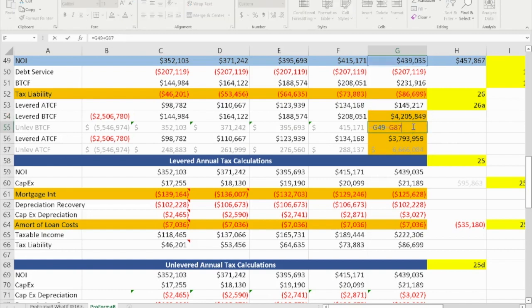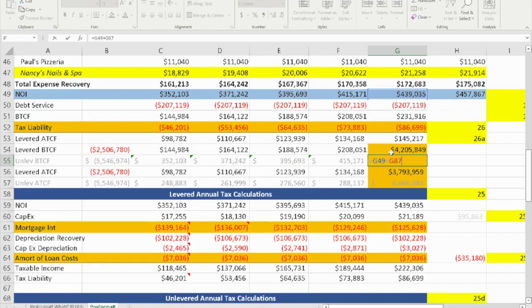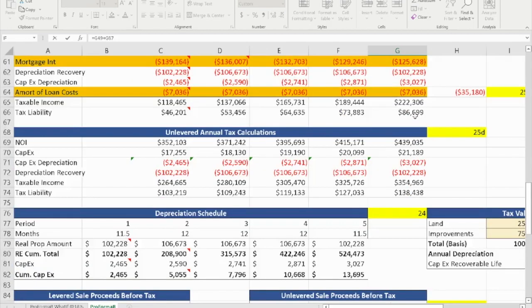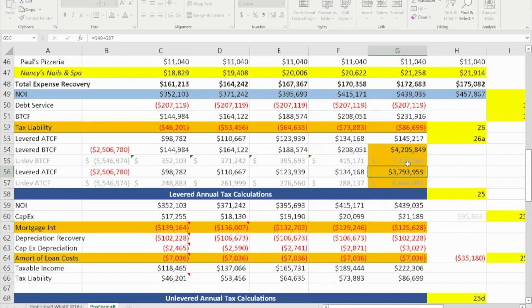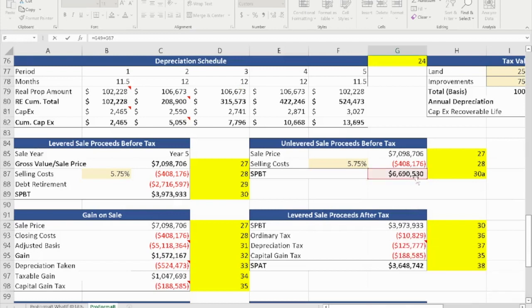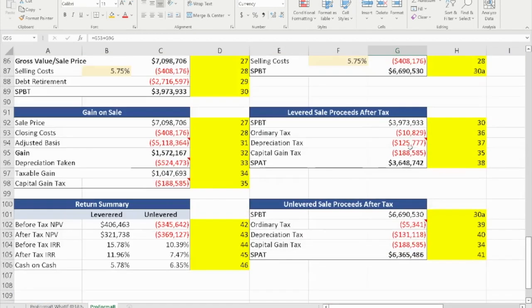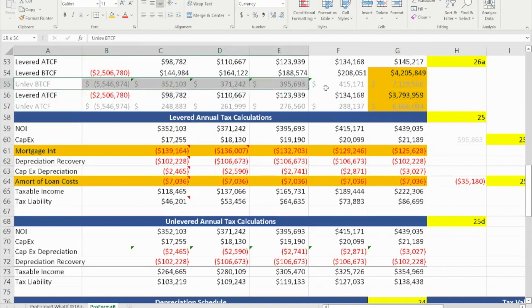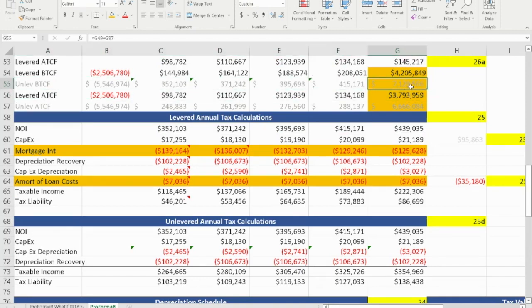For unlevered before tax cash flow for year 5, we're going to do a very similar referencing here. We're going to go with the NOI. We're going to add the NOI plus the unlevered sales proceeds before tax, which is G87. That should give you, again, NOI plus the unlevered sales proceeds before tax, which will give you $6.6 million for that, but it should give you $7.1 million, I'm sorry, for the unlevered year 5 before tax cash flow.